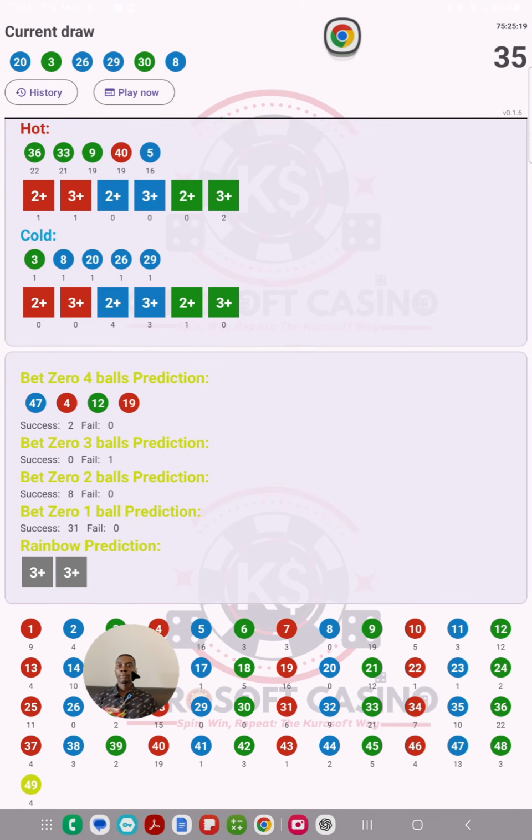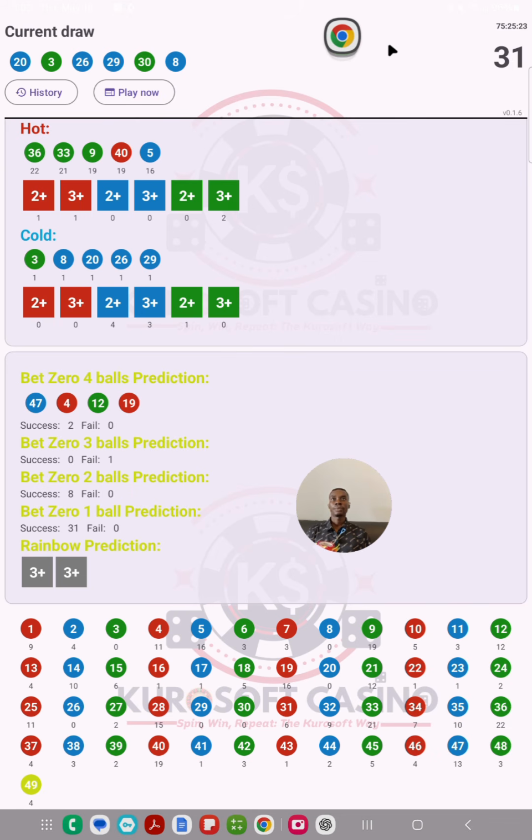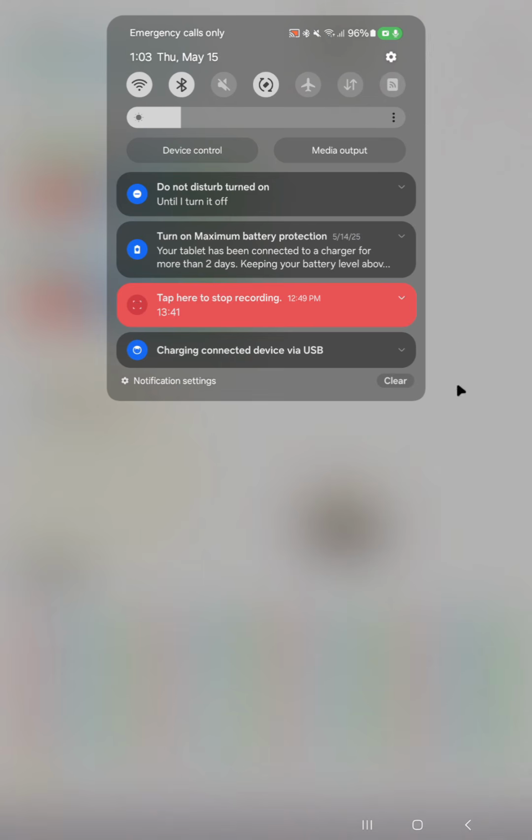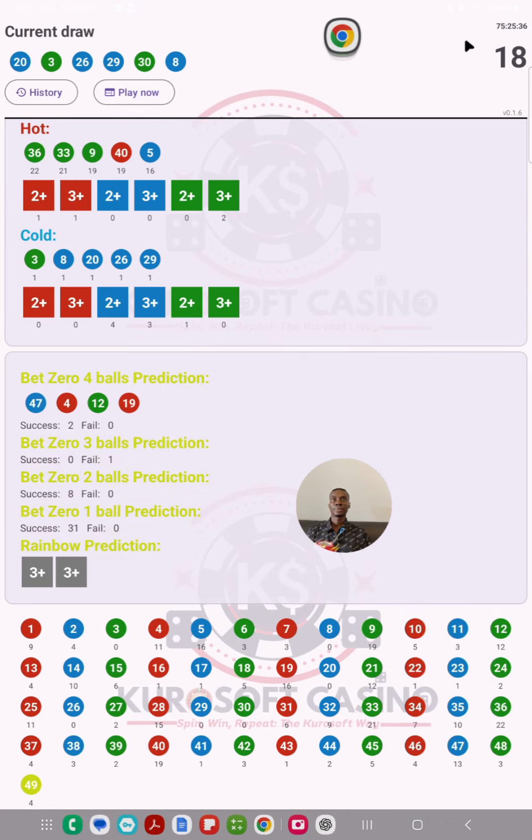So now I'm going to end this video because it's already 13 minutes now. Also, you can see the app has been running on this device for how long now? Let's see. Okay, you can see how long it has been running: 75 hours, 25 minutes, 43 seconds, and it's still running now.